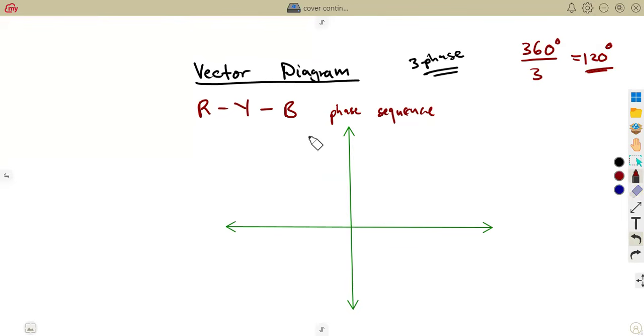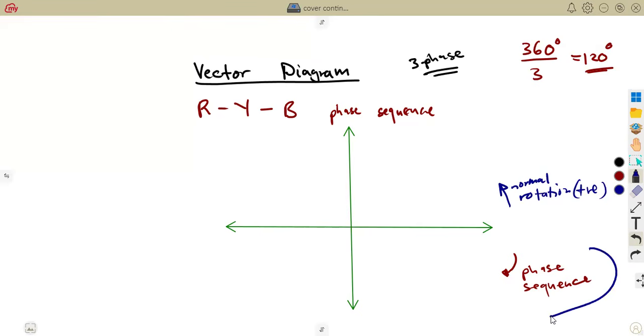With this phase sequence of red, yellow, blue, you take it in the clockwise direction. So this direction is the one that you use for the phase sequence. Then for the normal rotation, this is what you're going to use. Normal rotation means everything that is positive in terms of our rotation. If it is opposed this way, it will carry a negative. So using red as our reference, using VR as our reference.